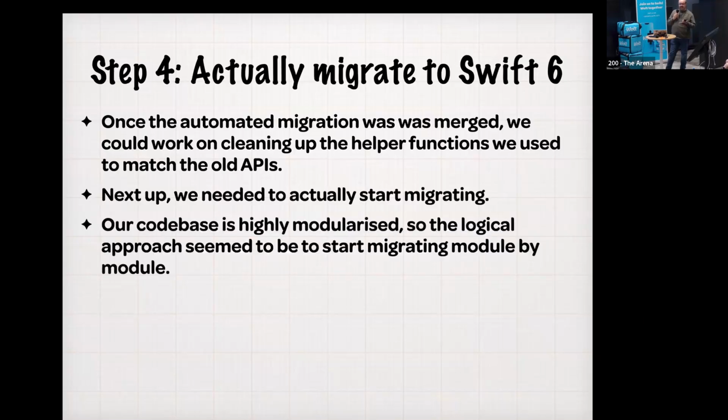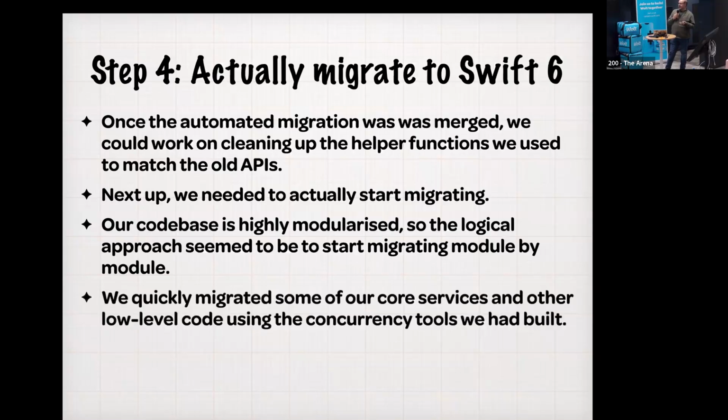So we have a code base now that is very modularized. And yeah, the logical approach here seemed to be that, okay, we just take a couple of modules, we migrate those to Swift 6, and then we can do this bit by bit, like we couldn't do with the last thing. So this should be easier. We can just do little bits here and there and keep going until we have it all migrated.